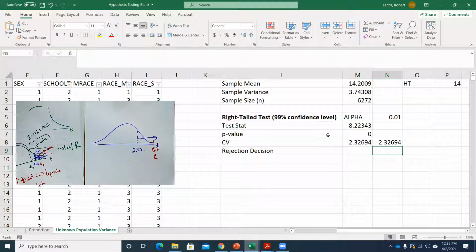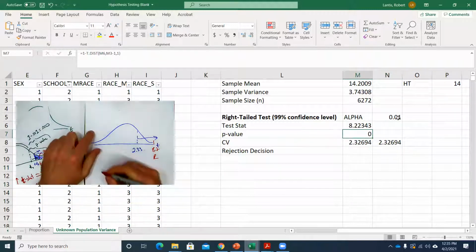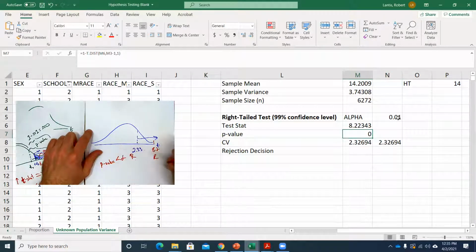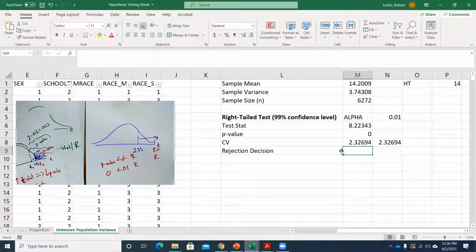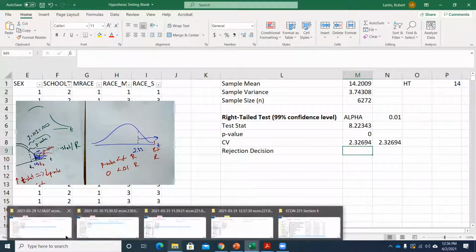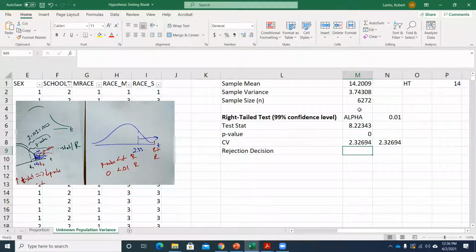Okay? And similarly, if I look at my p-value, well, the p-value is definitely less than 0.01. So our decision there is if the p-value is less than alpha, we reject. Well, 0 is less than 0.01. So no matter if we use the critical value or the p-value approach, we reject it in both situations. And I could get fancy like I did before and use the if statement to put the word reject or fail to reject in here. I won't waste too much time with that since it's not going to be something you need to use for the upcoming exam.